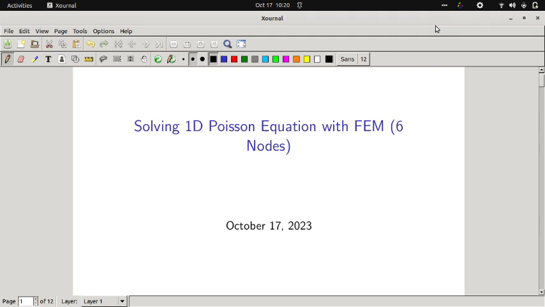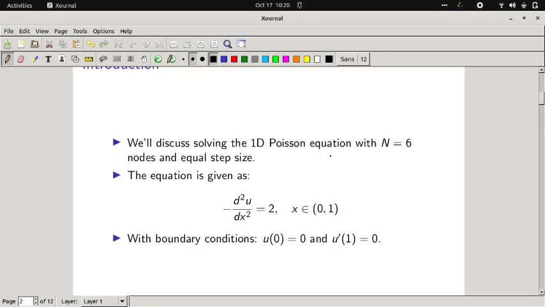In this video we are talking about how to solve the 1D Poisson equation with the finite element method. We take the Poisson equation minus d²u/dx² equals 2, where x lies in the open interval 0 to 1, and the boundary conditions are given: u(0) equals 0 and u'(1) equals 0.